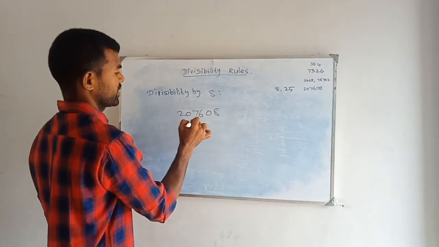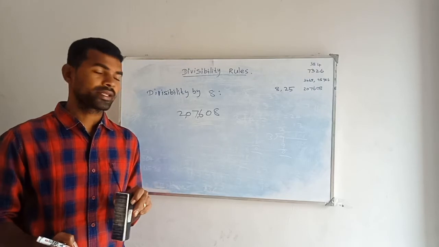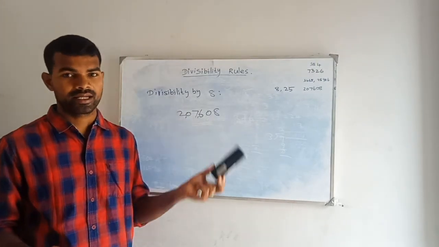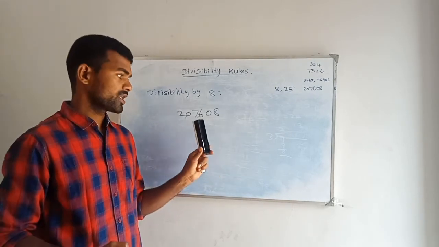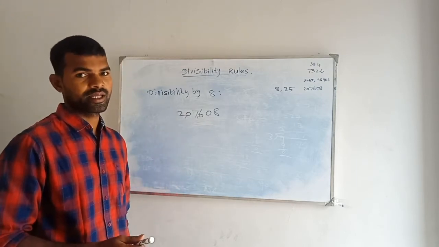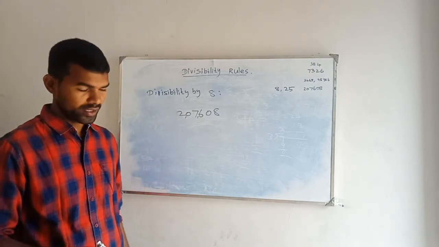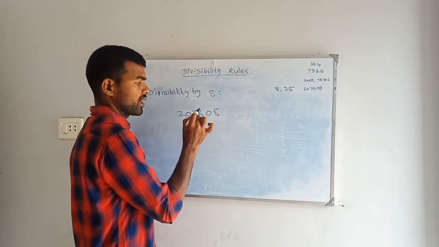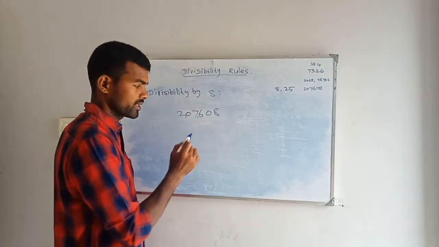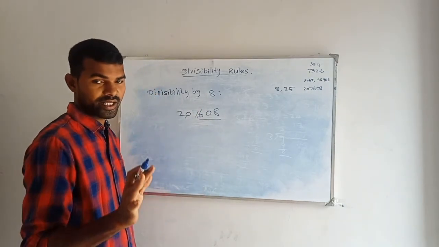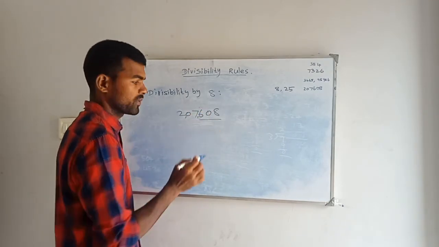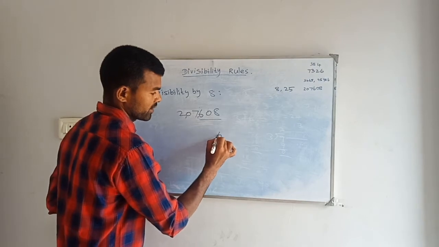The number given here is 2,07,608. The question is, can this number be divided by 8 or not? To check that, what do we have to do? Take the last 3 digits, 100th place, 10th place and 1st place. Whatever number is given, only the last 3 numbers you have to take, and divide by 8.